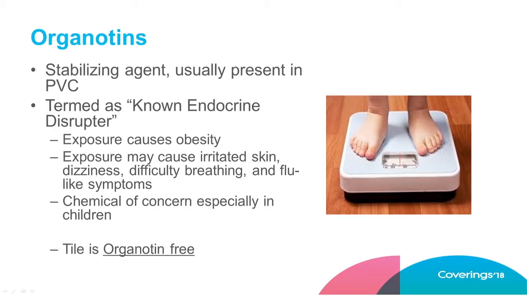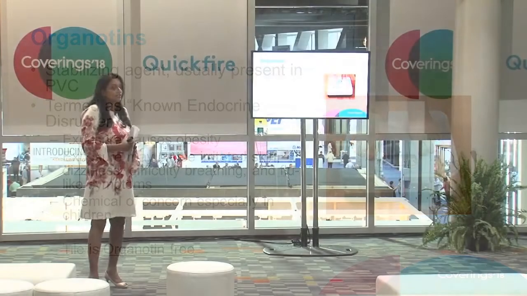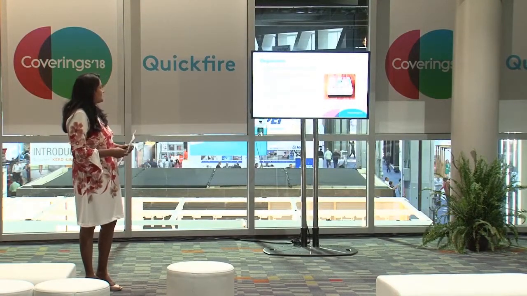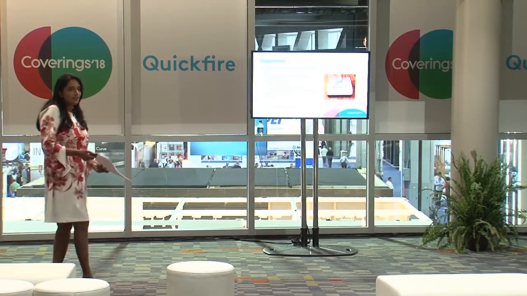Organotins. These are used as stabilizing agents in PVC flooring. It's a known endocrine disruptor. The endocrine system is the gland system which produces all the different hormones required by the human body to function. Organotins affect the endocrine gland system and make hormone production abnormal. It can cause many different things, but the most problematic is obesity. Organotins have been termed known endocrine disruptors by the state of Illinois and are declared obesogens. It's a chemical of concern, especially in children. Tile is organotin free.